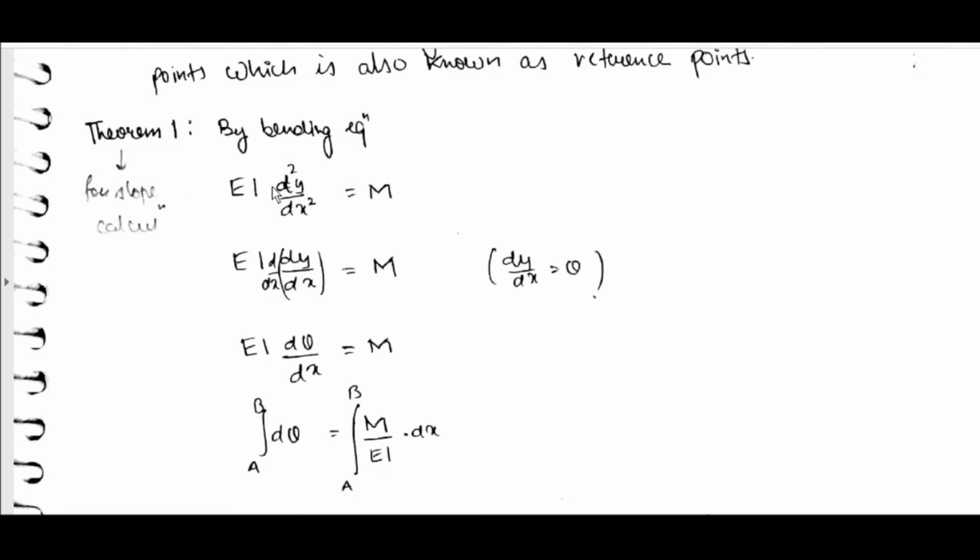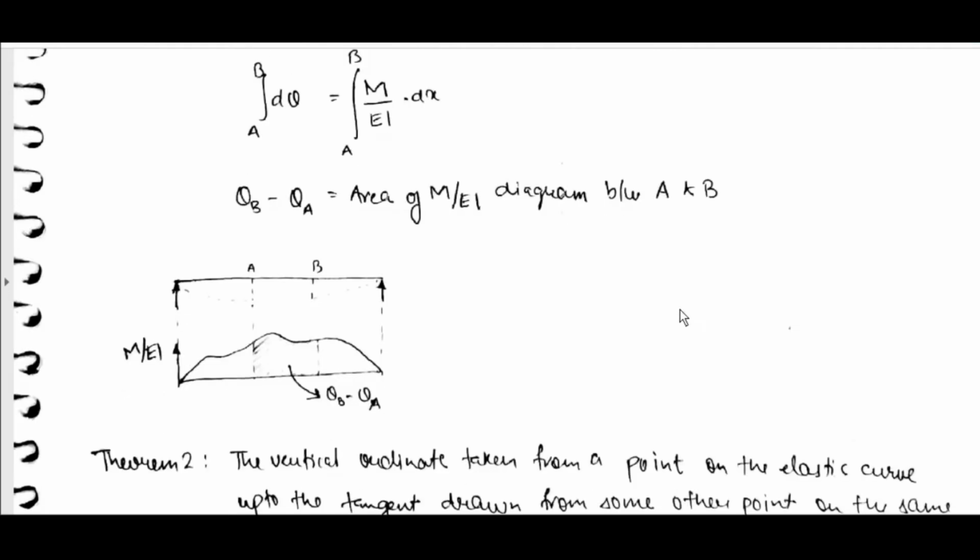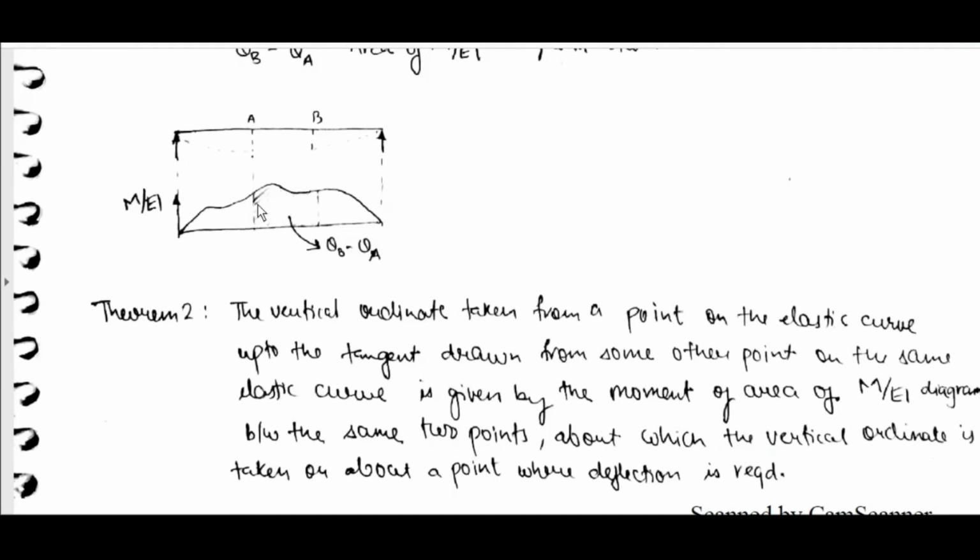Theorem 1 for slope calculation. By the bending equation, EI d square y by dx square is equal to M. EI d by dx of dy by dx is equal to M. EI into d theta by dx is equal to M, as dy by dx is theta. Integral a to b of d theta is equal to integral a to b of M by EI dx. Theta B minus theta A is equal to the area of the M by EI diagram between A and B. Between A and B, theta B minus theta A is equal to this area.